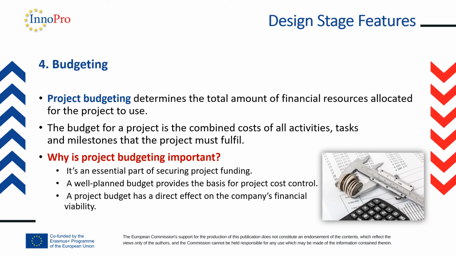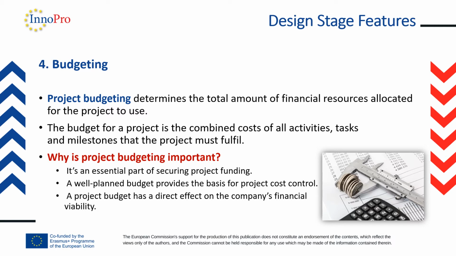When we move on to part number 4, budgeting, we are trying to budget our project. It means that we are talking about what will be the total amount of our financial resources and what will be allocated for our project to use. So the project budget is generally a combination of all the costs that we use for all activities, all the project tasks and reaching the milestones that we would like to fulfill.